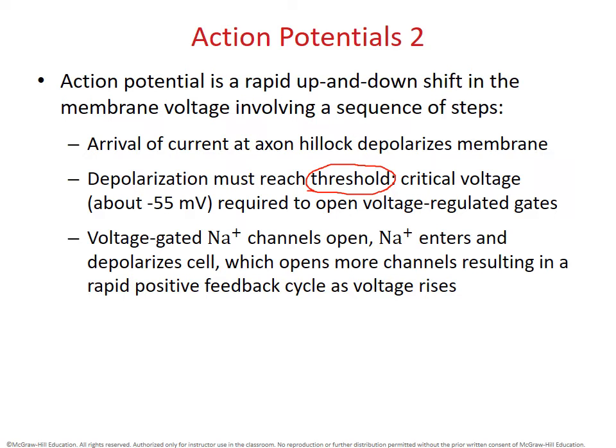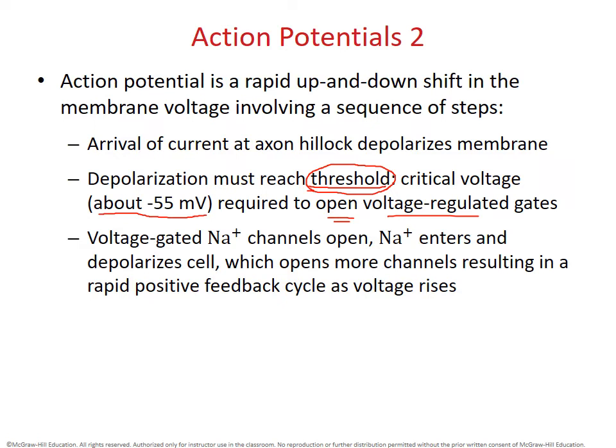The book says here that the threshold that has to be reached is about minus 55. So at the trigger zone, the membrane potential has to go from resting, about minus 70, to about minus 55. If you have that much depolarization by the time you hit the trigger zone, that will be the threshold level that will then open voltage-gated channels.